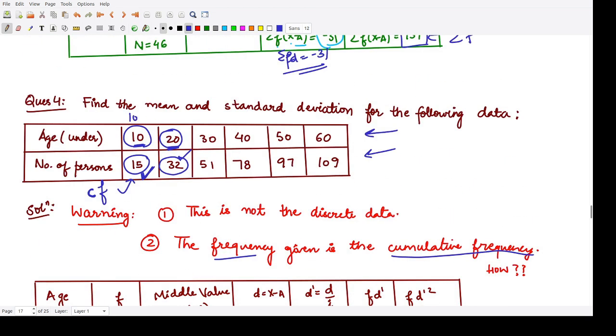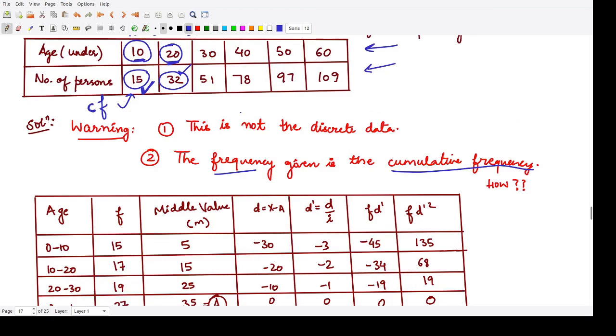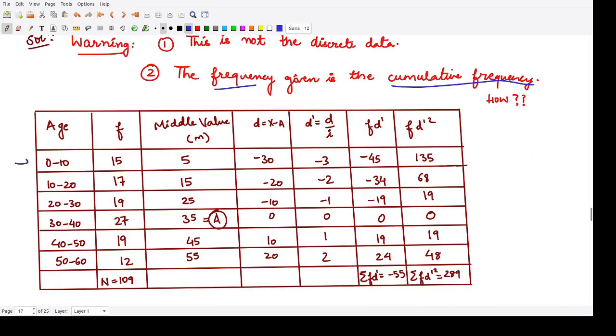So we say from 10 to 20 we'll calculate how many people are there. Then from 20 to 30 we'll calculate how many people are there. Then so on. So we make these class intervals from 0 to 10, 10 to 20, 20 to 30, 30 to 40, 40 to 50 and 50 to 60.